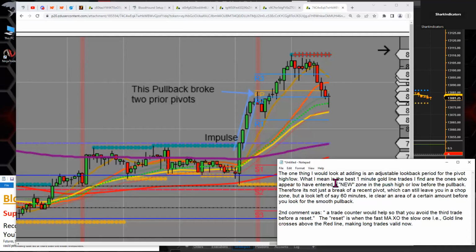I think a lot of traders refer to this as a confluence zone of previous swing highs and lows. So that is definitely something outside the scope of BloodHound.